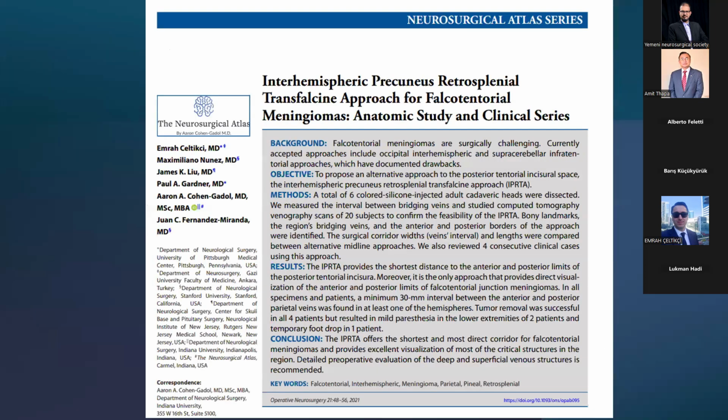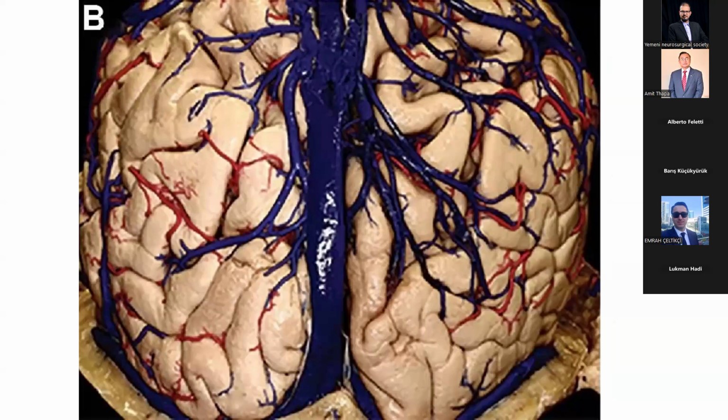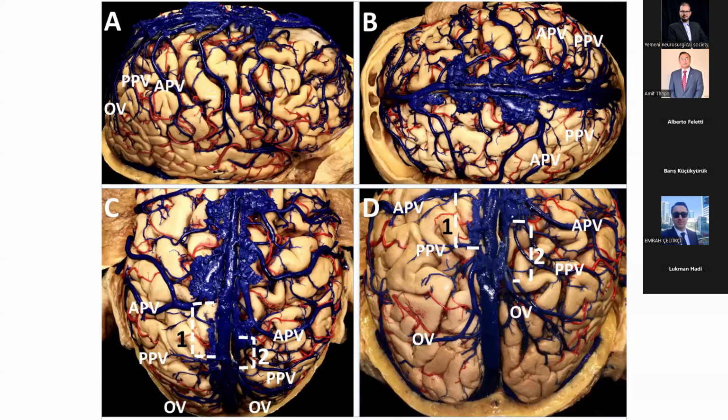From now on, I will show some anatomical dissections, some of which we used in this publication, and some of which we did for this publication. So here we see the superficial veins, but in these particular dissections, we see the occipital vein, posterior parietal vein, anterior parietal vein, and other frontal parts, and the Sylvian vein. But the thing is, that doesn't represent the anatomical localization of the veins.